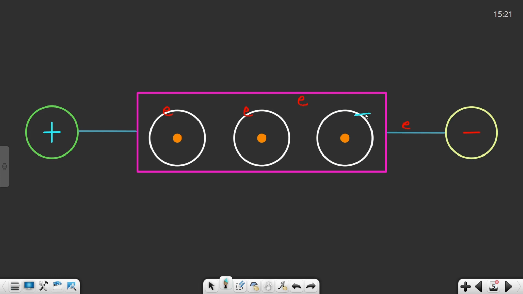I'll just show it in this way. Yeah, this atom gains certain positivity. I'll show it over here. Okay, why? Because as of now it is free by one electron, right?